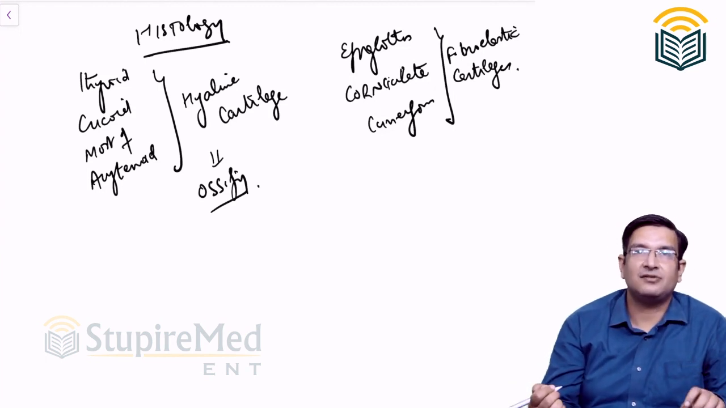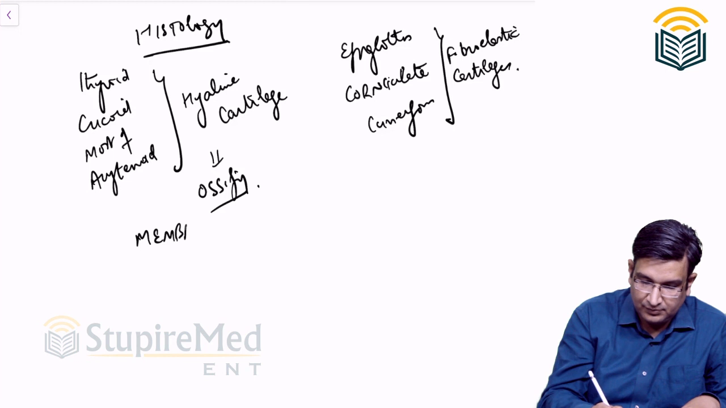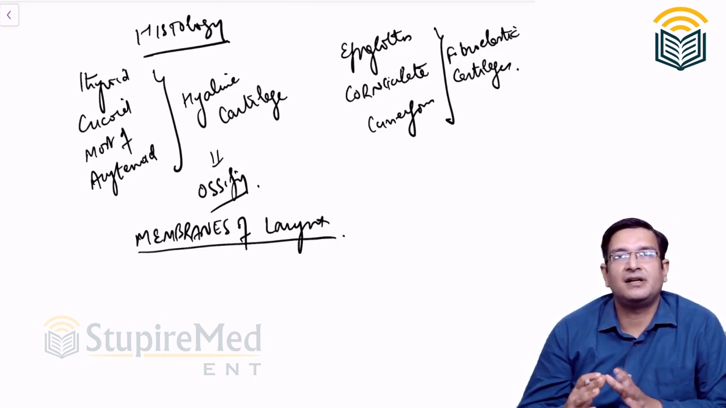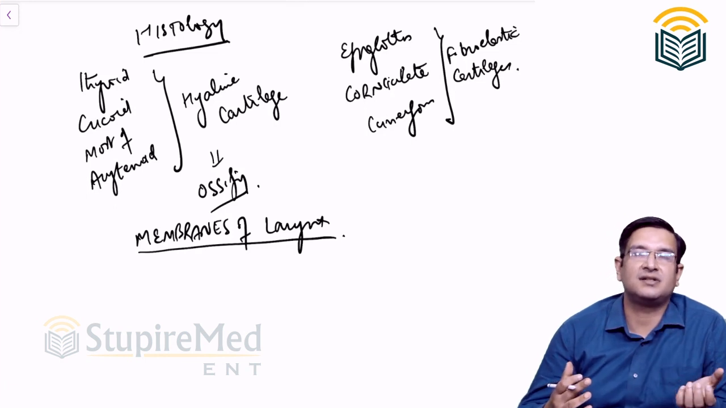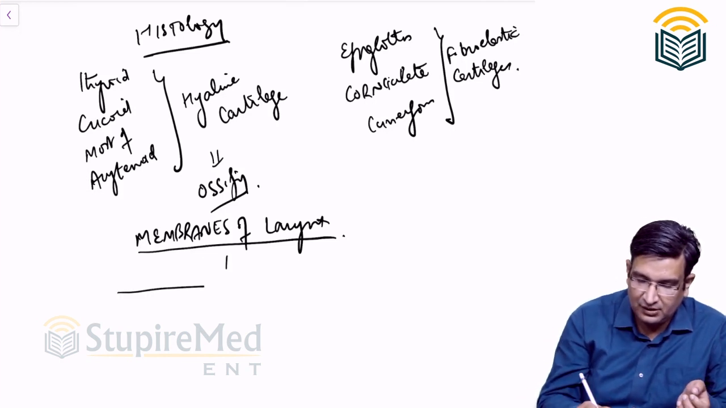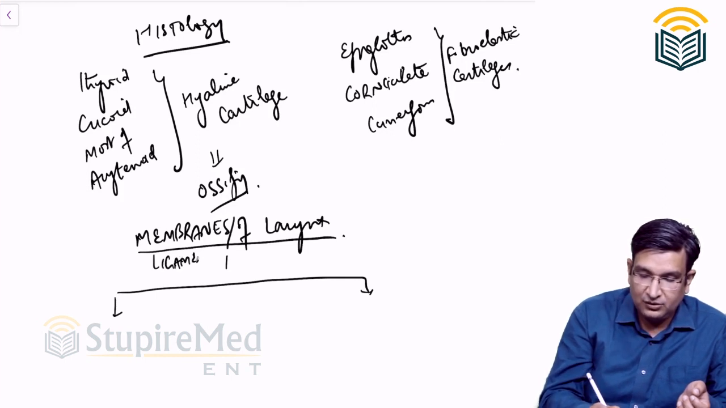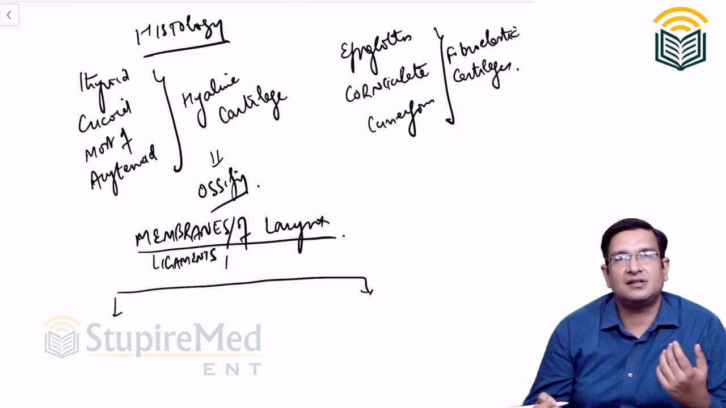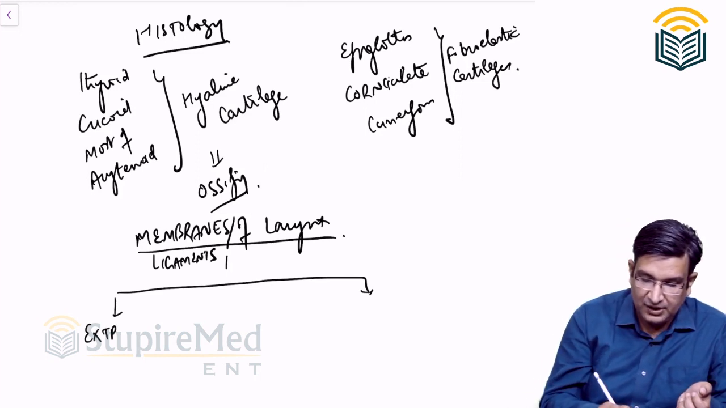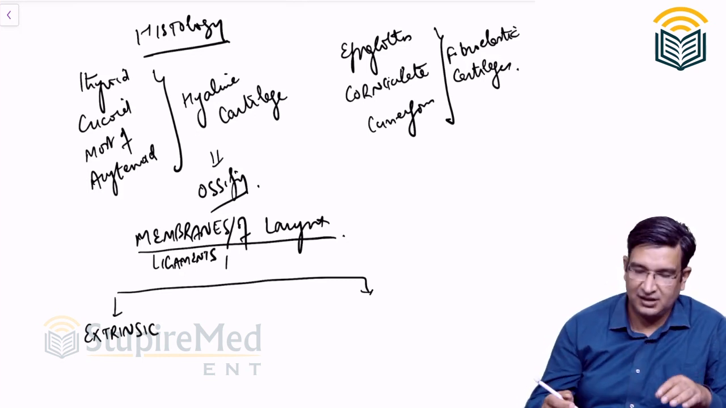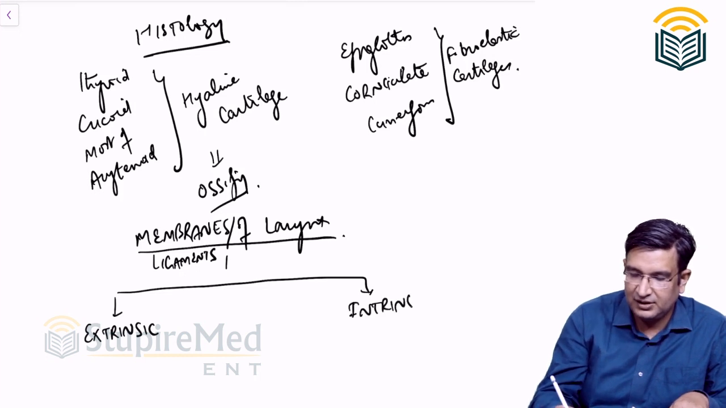Now, next is membranes of the larynx. So the larynx has two types of membranes, or ligaments. One are those which connect the laryngeal cartilages to other structures other than the larynx. They are called extrinsic membranes or extrinsic ligaments. And one are those which connect the laryngeal cartilages with each other. They are called intrinsic membranes or intrinsic ligaments.